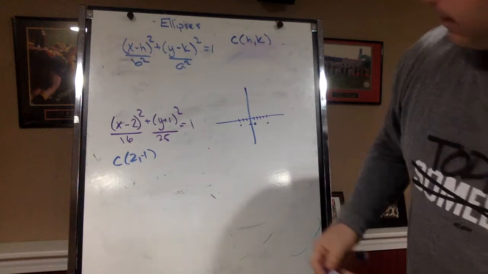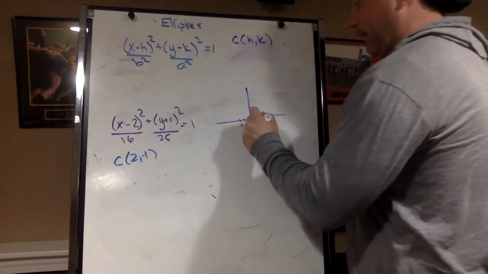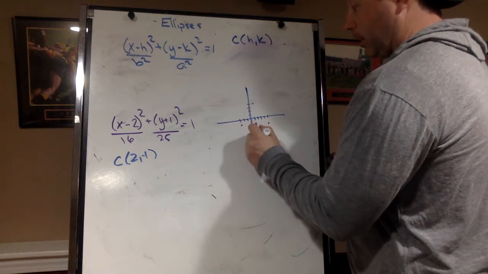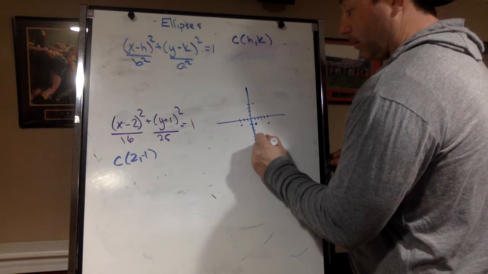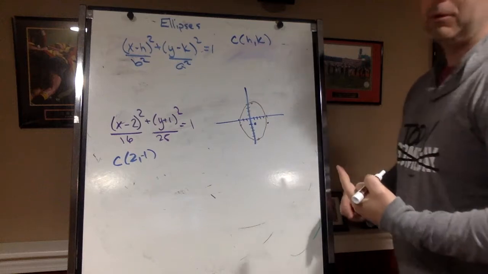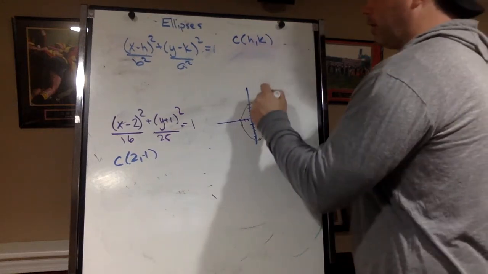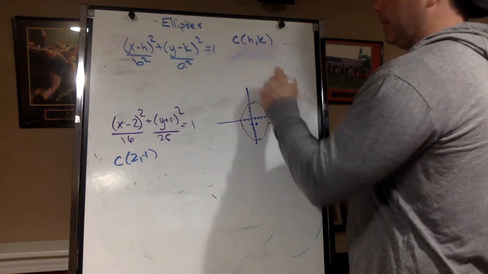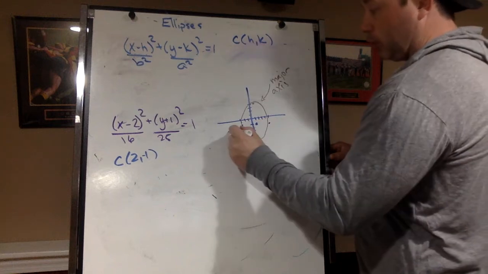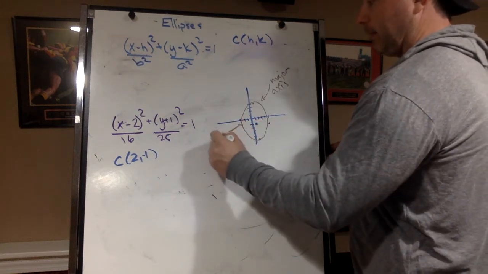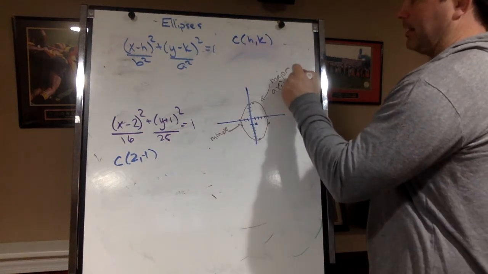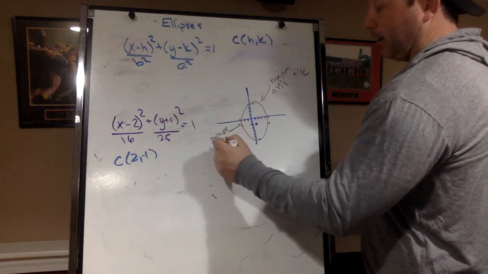In the y direction, square root of 25 is 5. So I'm going to go up 5, and down 5. And I can roughly draw my ellipse. I'm not good at drawing ellipses. Now, the longer side is the major axis, and the shorter side is the minor. So you can see the major axis, 5 this way, 5 this way, has a length of 10. Minor goes 4 and 4, has a length of 8.